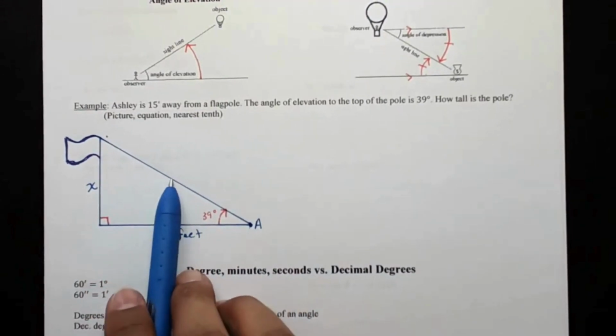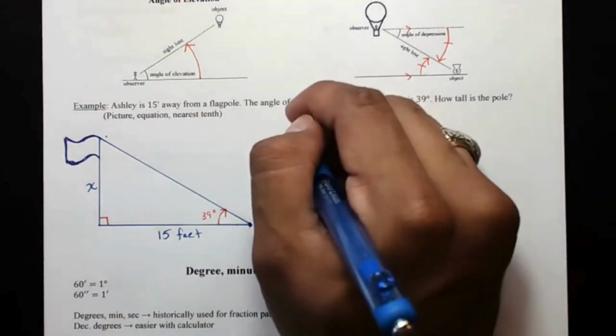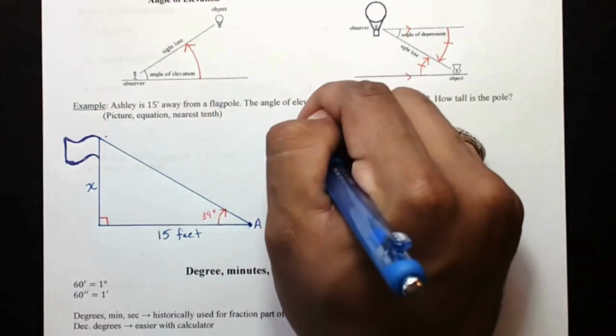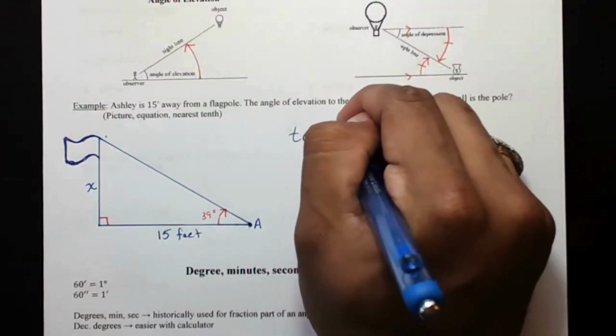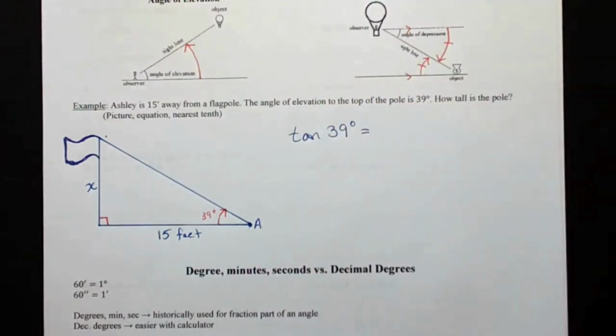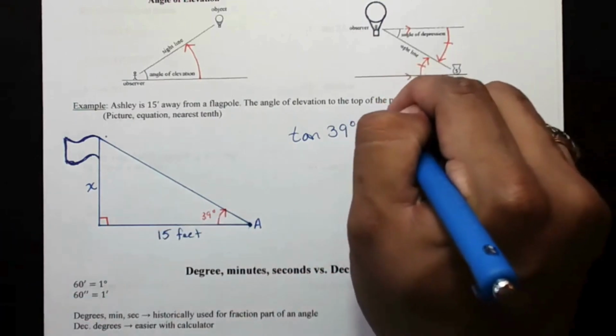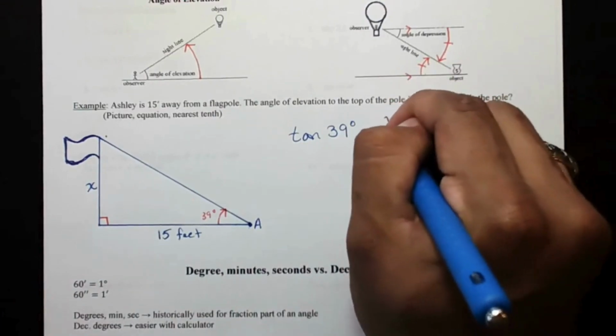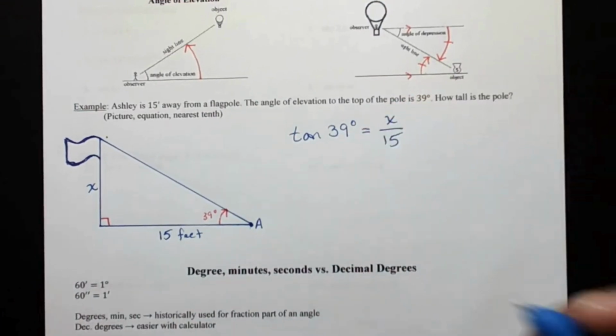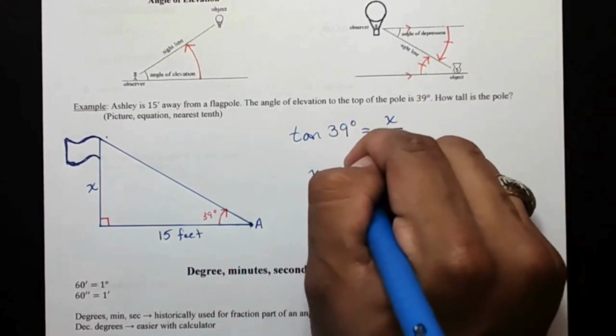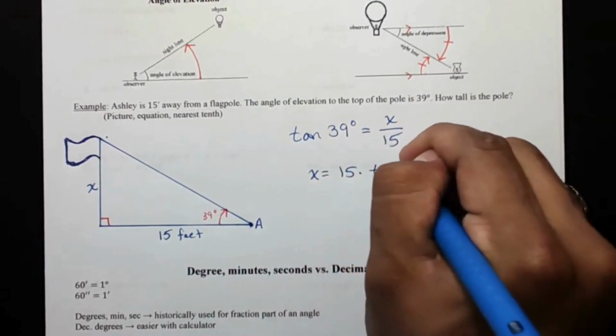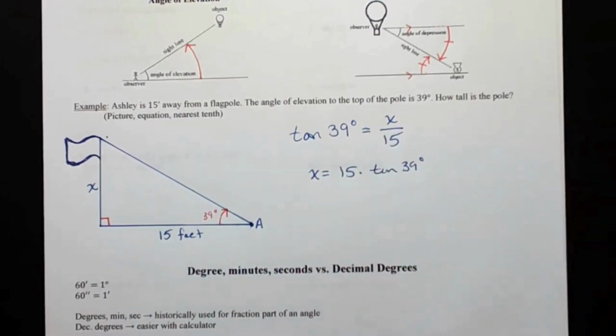So since we don't have the hypotenuse, this is an easy problem to know which trig function to use. If you don't have a hypotenuse, you have to use tangent. So we're going to do tangent of the angle measure equals the ratio of the opposite side over the adjacent. So the opposite side is x. The adjacent side is 15. So we multiply both sides by 15. And I usually like to have it as a coefficient in front. And then you put it into a calculator.